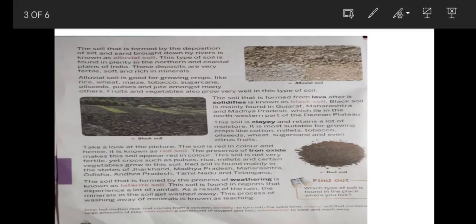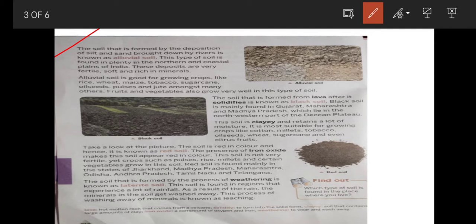First of all, let us read out the lesson. The soil that is formed by the deposition of silt and sand brought down by rivers is known as alluvial soil. This type of soil is found in plenty in the northern and coastal plains of India. These deposits are very fertile, soft and rich in minerals. Alluvial soil is good for growing crops like rice, wheat, maize, tobacco, sugarcane, oilseeds, pulses and jute amongst many others. Fruits and vegetables also grow very well in this type of soil.